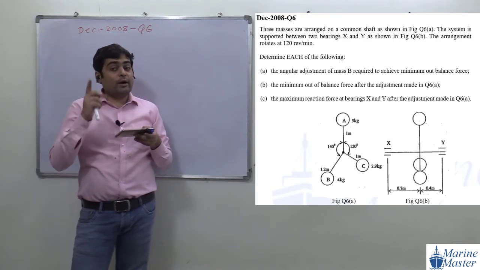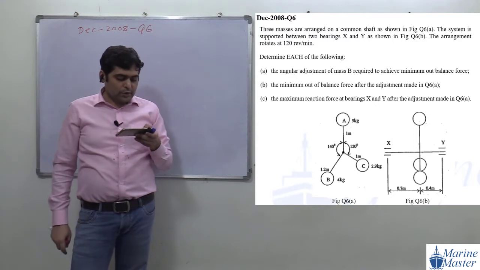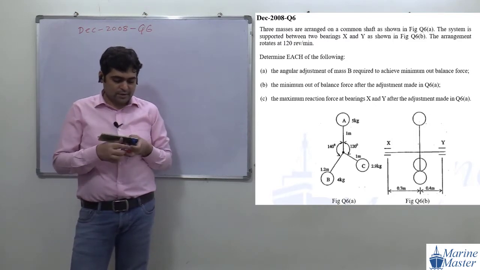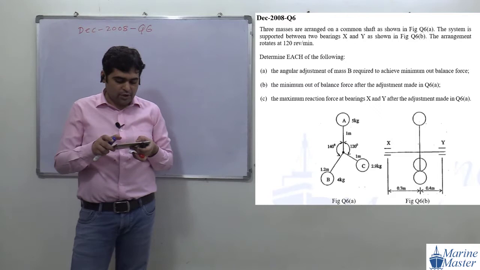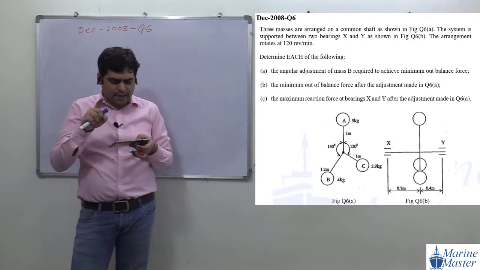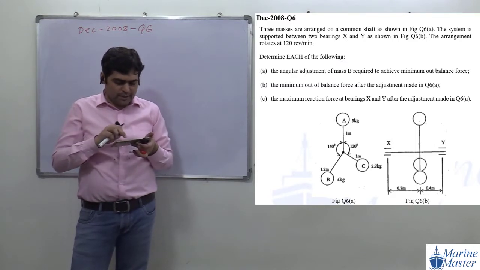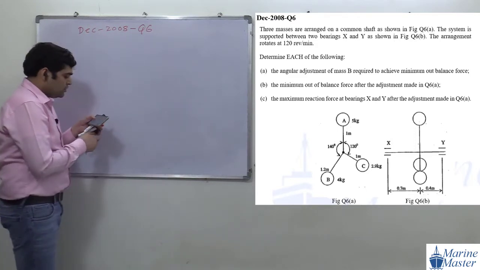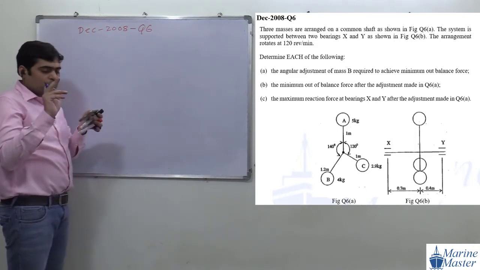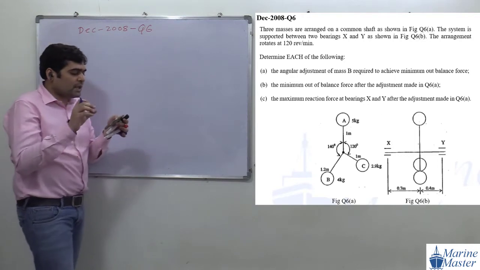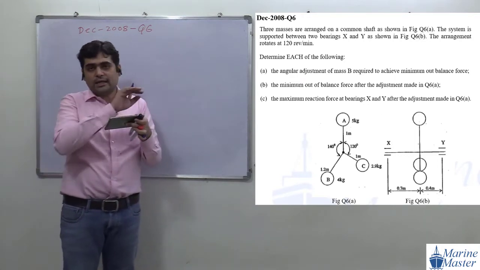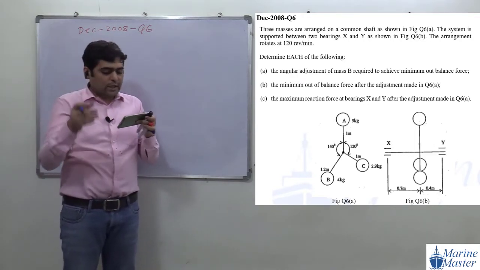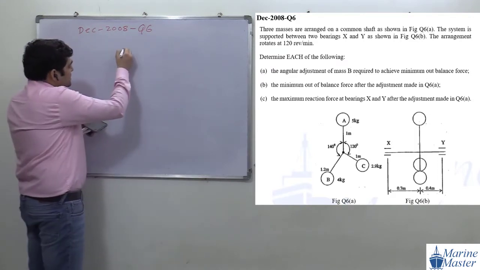Now, the A part is quite interesting. Here we have three masses. I will read the A part also, but before that, try to see the scenario here. They have given us two drawings. In one drawing, the masses are clearly visible, and in the other drawing, the shaft is visible to us.